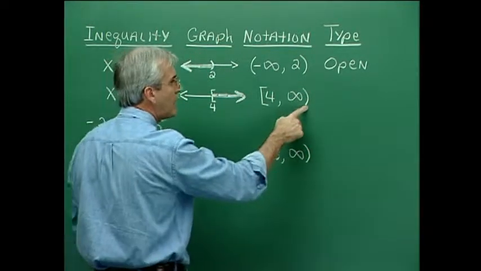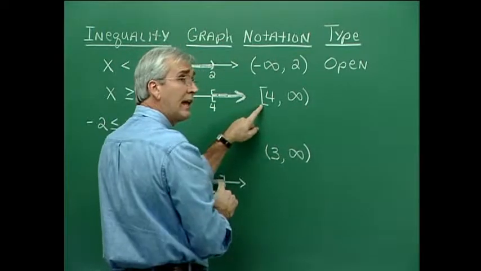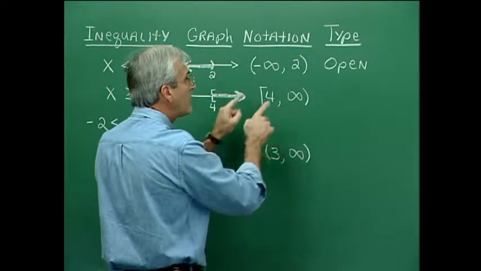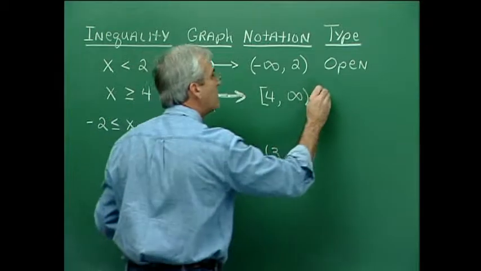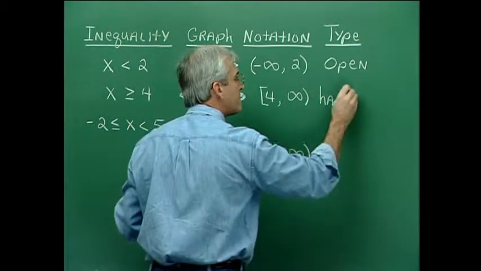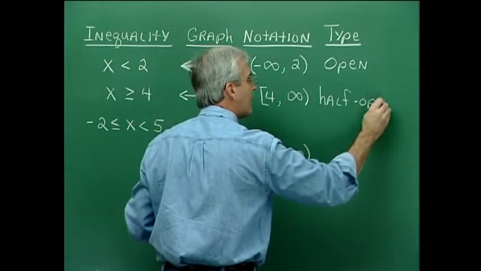Now notice the open indicator and the closed indicator on the other side. So this interval is said to be half open. Half open.